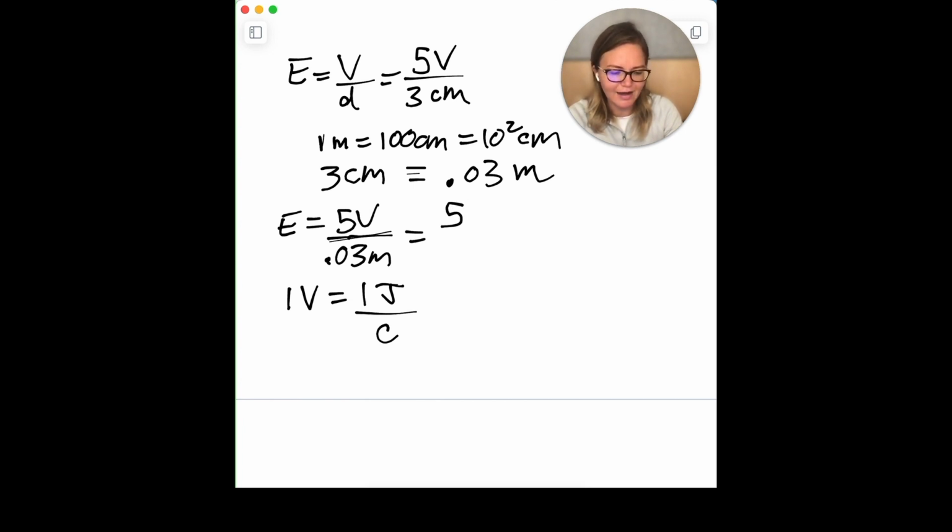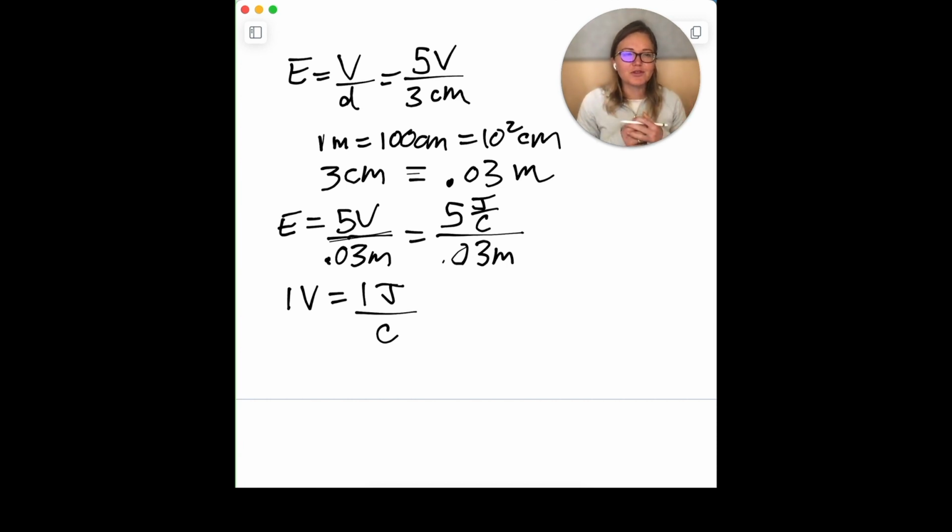So now we have 5 joules per coulomb. Remember that coulomb is a lowercase c. Don't get it confused with capacitance, which is an uppercase C. So we've got 5 joules per coulomb over 0.03 meters. Now we got to get to newtons, right? What's the relationship between joules and newtons? Well, that's actually given by the equation for work.